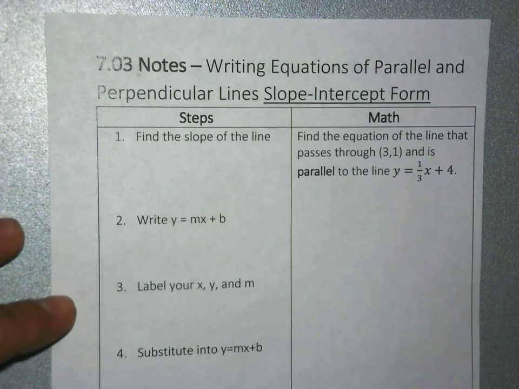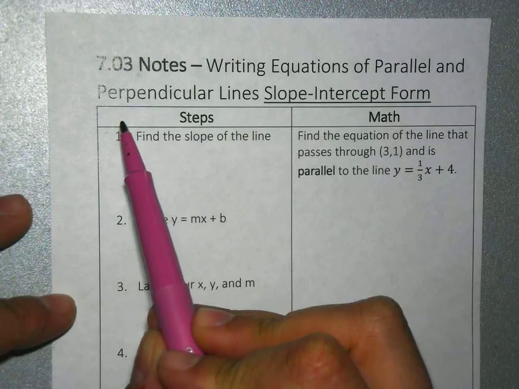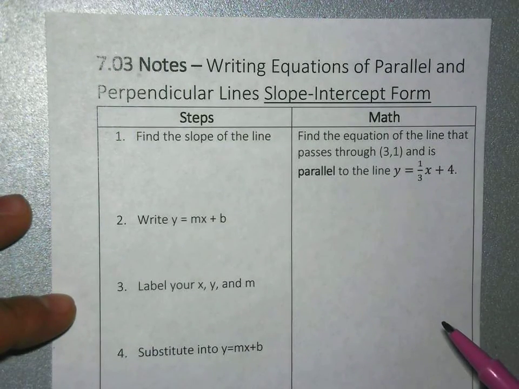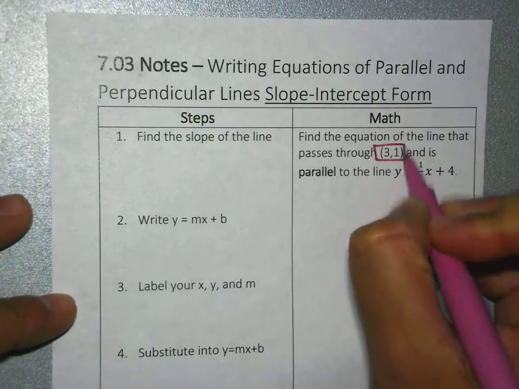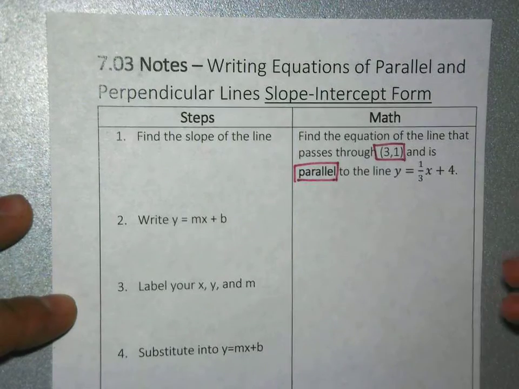Our notes today are going to tell us how to write equations of parallel lines and perpendicular lines in slope-intercept form. We learned this skill in Unit 2 back in Trimester 1, so we're going to revisit it. The problem is: write the equation of the line that passes through (3, 1) and is parallel to the line y equals 1/3 x plus 4.